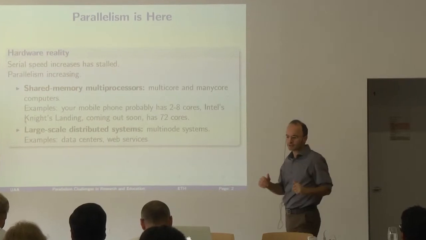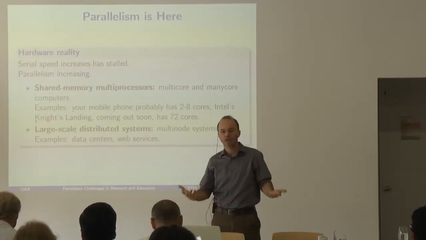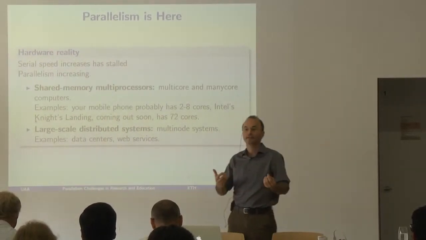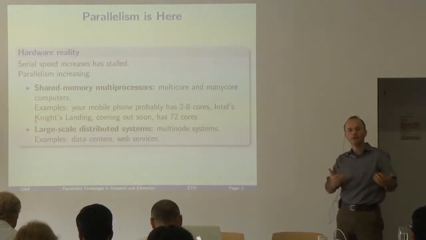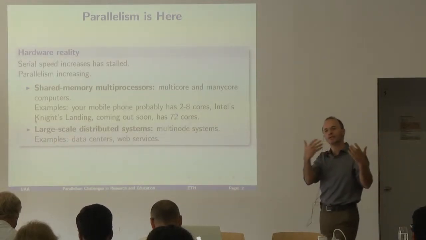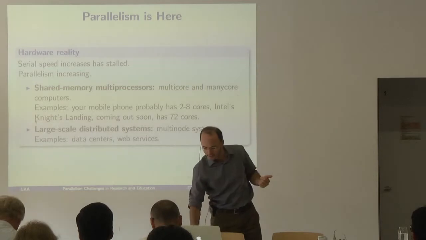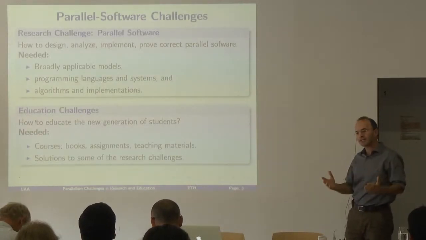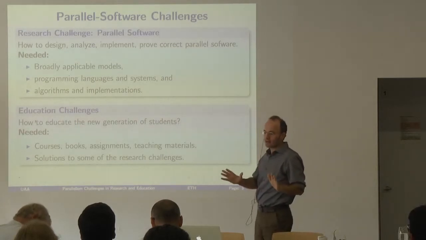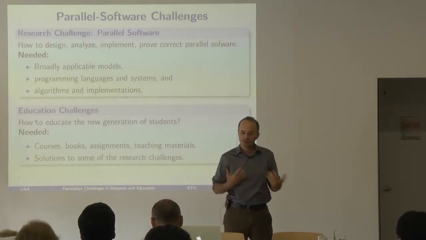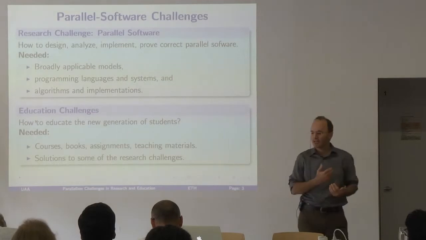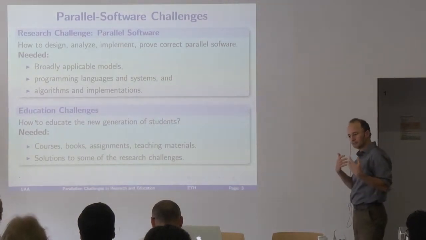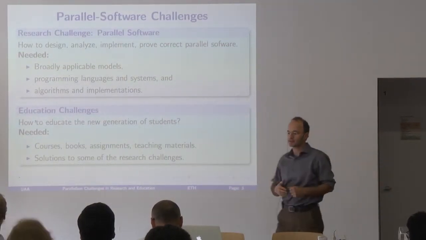So as Vivek told you, parallelism is here. We all have parallel computers nowadays that have power essentially equivalent to what we used to have in a supercomputer about 50 years ago. Okay, well, much more powerful probably. So hardware is here, but parallel software continues to be a challenge. The challenge is, how do we design, analyze, implement, and also prove correct parallel software?